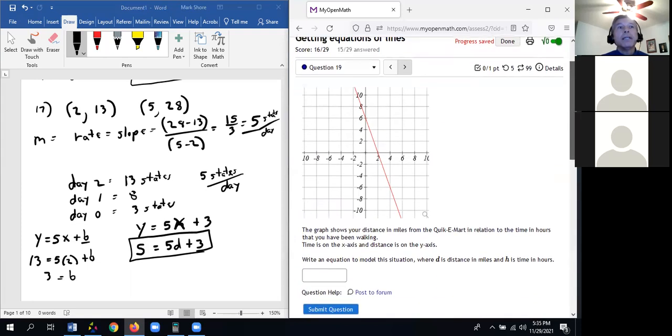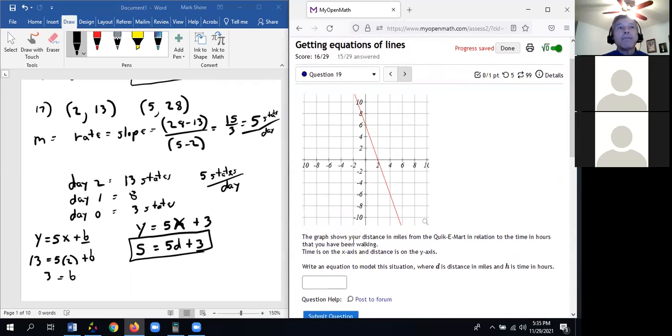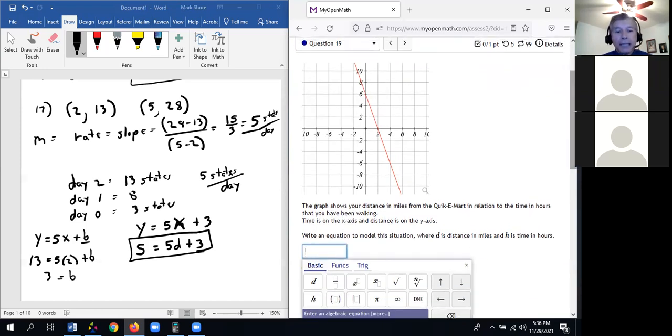So this one here at 19 says the graph shows your distance in miles from the Quickie Mart in relation to the time in hours that you've been walking. Time is on the x-axis right here, and distance is on the y-axis. Write an equation to model this situation where d is the distance and h is the time. So again, instead of y equals mx plus b, our equation is going to be in the form of d equals m, the slope, times the number of hours plus b.